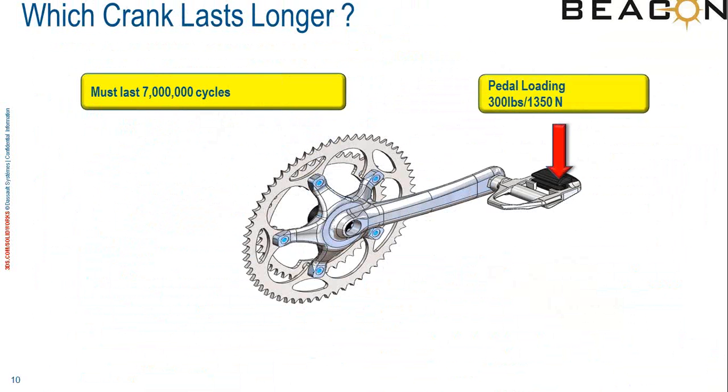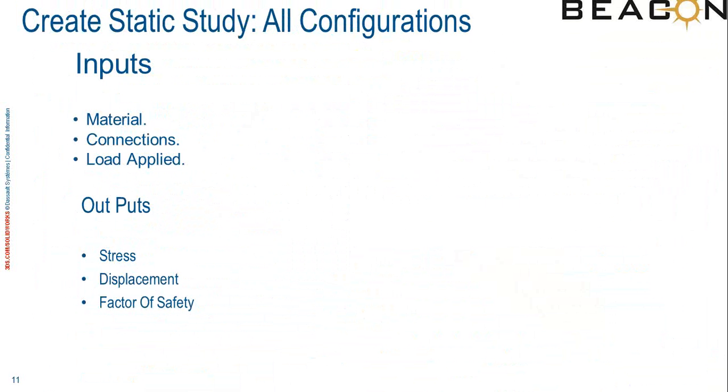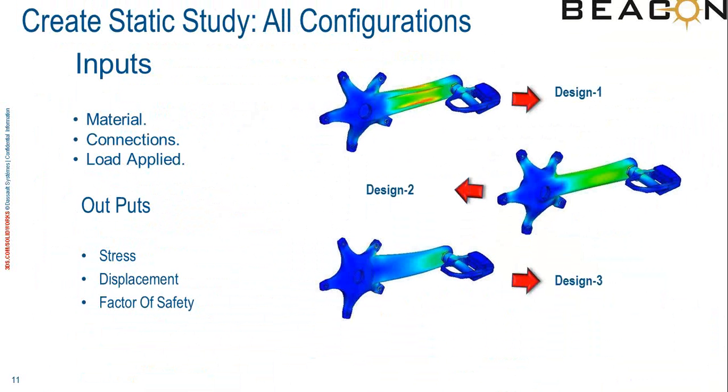To do my fatigue analysis, I need some reference study because fatigue is calculated with the stresses generated. So I'm going to do a static study as the reference. Like I mentioned, I need the material properties, the connections and the loads applied, and the outputs I can calculate are the stresses, displacements and factor of safety for all 3 configurations. Once I do my static analysis, I am going to do my fatigue analysis and predict the lifetime of each design with the stresses generated in my static study.